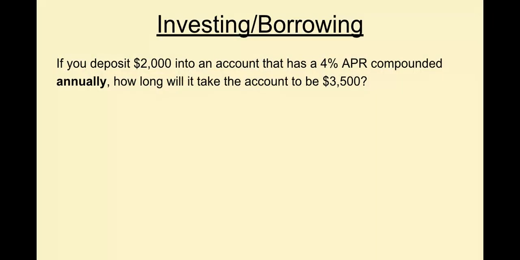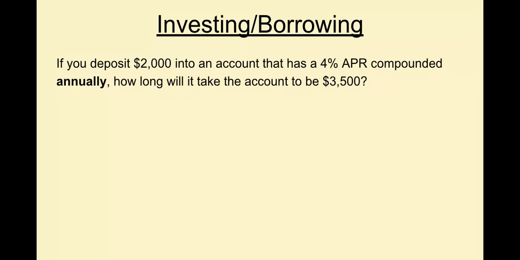Okay, so let's do this. If you deposit $2,000 into an account, and that account has a 4% annual percentage rate, compounded annually, so remember, it doesn't have to be compounded once a year, it could be multiple times, then how long will it take for the account to be $3,500? In essence, I'm asking how long will it take for you to earn $1,500?